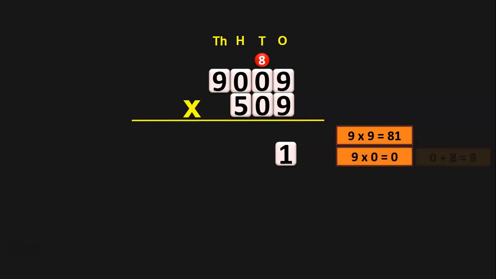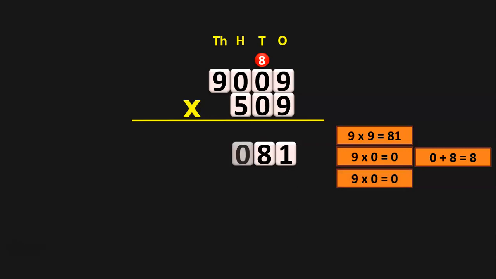Here this number involves zeros in both the numbers. So begin the multiplication from the ones place. 9 nines are 81. 1 carry over 8. 9 into 0 is 0. 0 plus 8 is 8. Next 9 into 0 is 0. 9 into 9 is 81. So 1 will be there in the thousands place and 8 will be written in the 10,000s place.